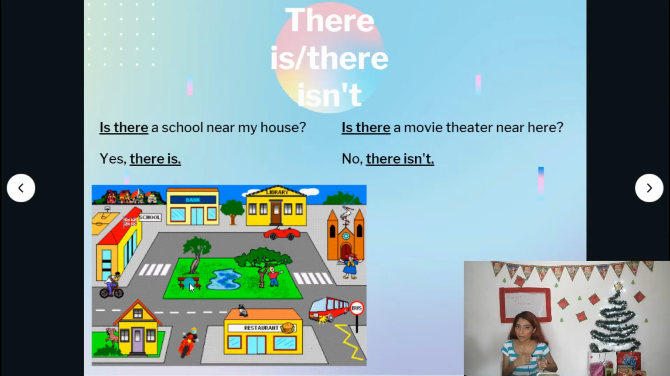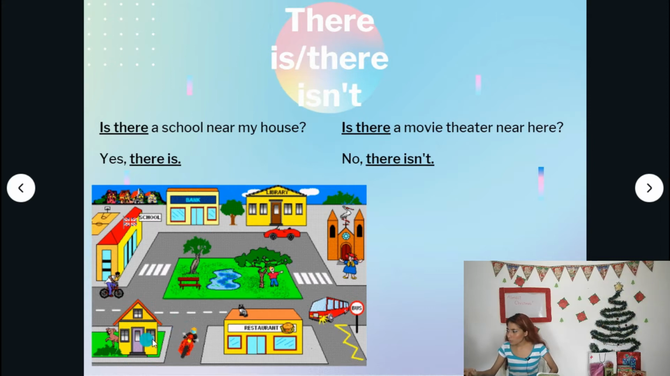So, remember, we use this to make questions and to make answers about where is the location, where some places are. Like for example, is there a school near, cerca, my house? Then we have my house. I'm asking you, te estoy preguntando, si hay una escuela cerca de mi casa. Is there a school near my house? Pay attention. We start our questions with is there? And I'm going to look at this. Oh, my house is here.